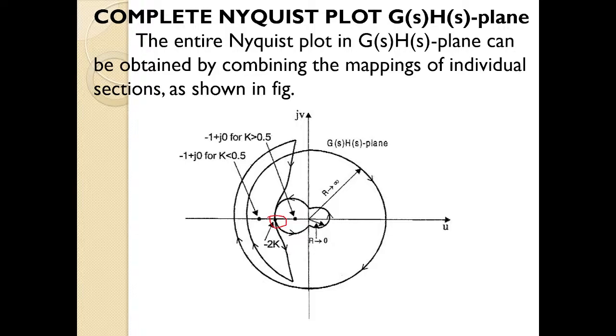So this is our minus 1 plus j0 point when k is equal to 0.5. Now, if k is less than 0.5, this minus 1 plus j0 point will shift towards the left side. So this is our minus 1 plus j0 for k less than 0.5. Now, if k is greater than 0.5, for higher values, the point should shift towards the right side, towards the origin on the real axis. Higher values will lie nearby to the origin on the negative real axis.